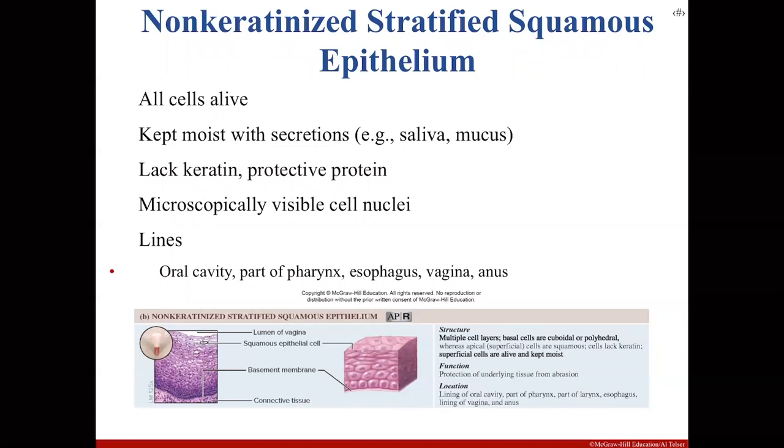When you look at this one, you have multiple layers, a whole bunch of layers of cells. And that's stratified. It's not just one layer of cells, it's a whole bunch of layers. So like you have cells like this, and then underneath you have more layers. So that means it's stratified. And they're flat cells. So the flat cells are the squamous cells.